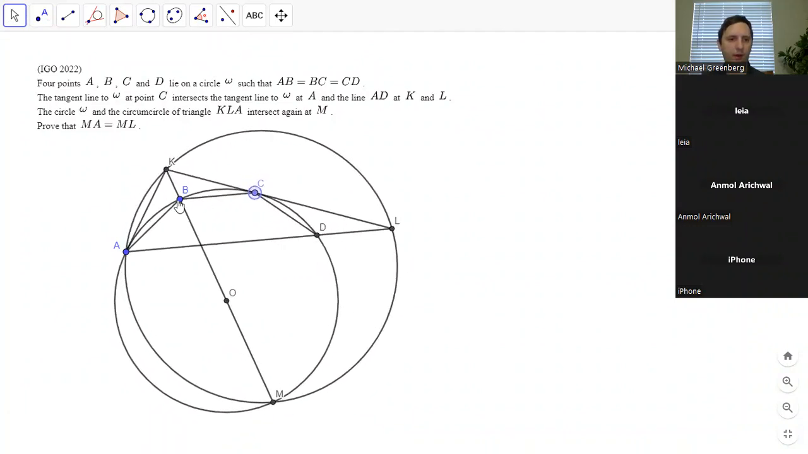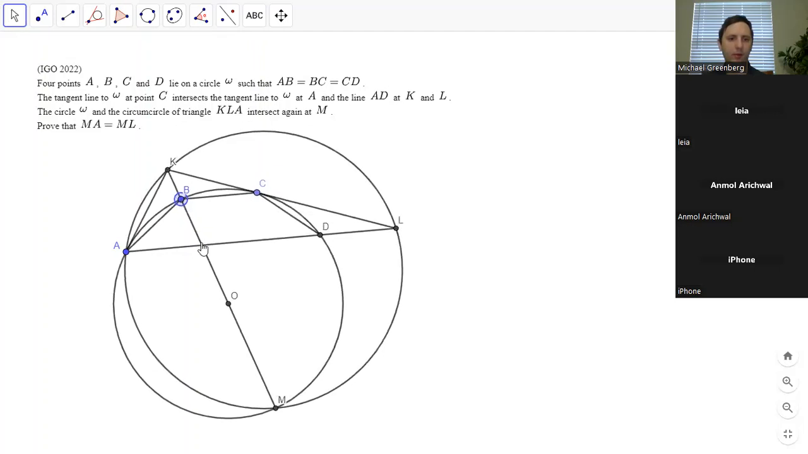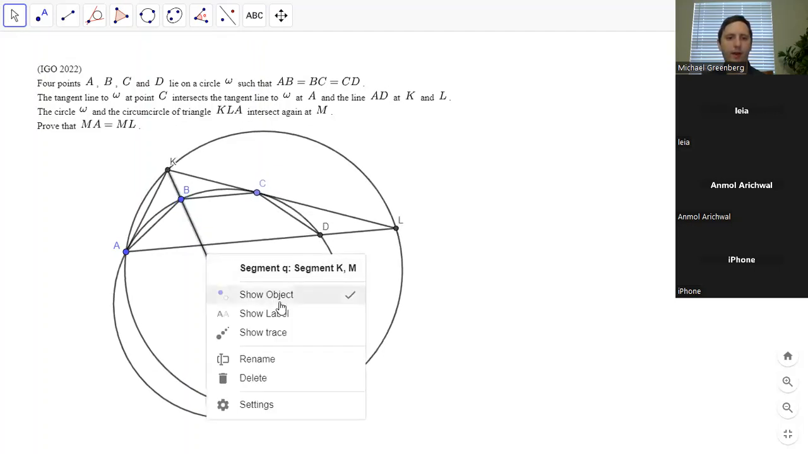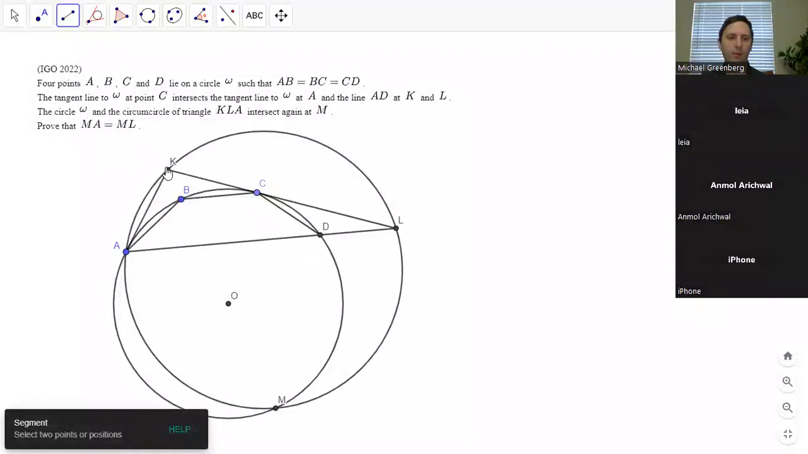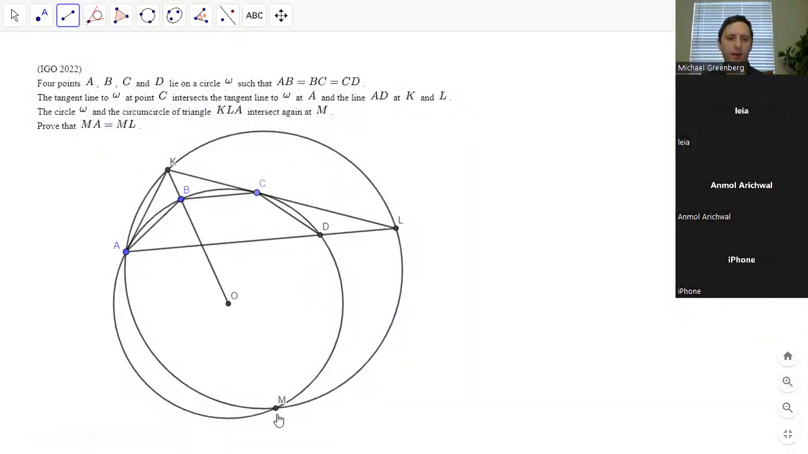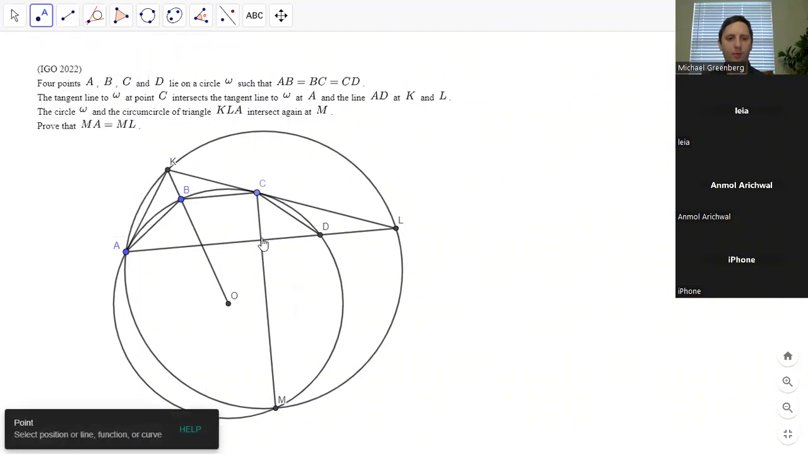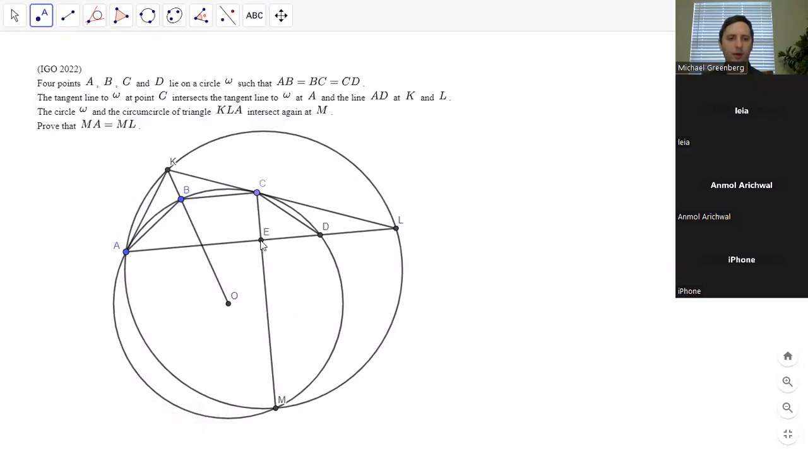It's obvious that K, B, and O are collinear. That's true by symmetry. We have to show that M also lies on that. We know this is an angle bisector by symmetry. If we could show M lies on it, then that would mean M is the midpoint of arc AL, and so we'd have MA equals ML. So basically, we want to show BCM is a right angle. It's equivalent to that.